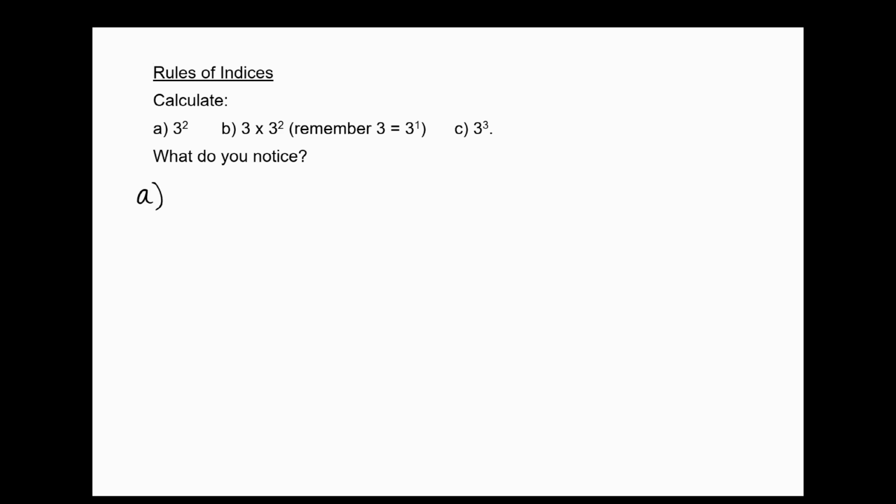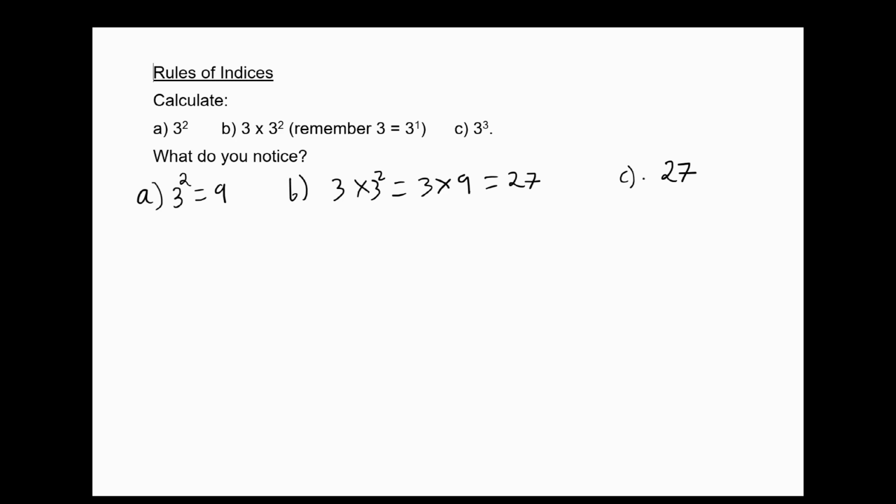For A, we have 3 squared, which equals 9. We should remember that from a previous video. B, 3 times 3 squared, well, that's just going to be 3 times 9, which is 27. And then C, 3 cubed, from our video on cube numbers, is going to be 27. And we're asked, what do we notice?